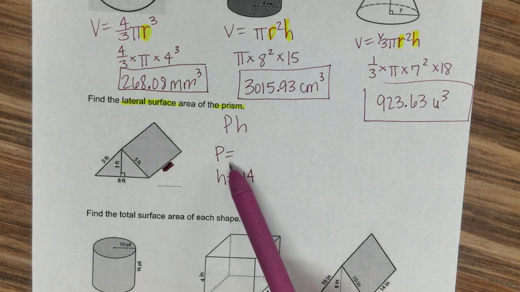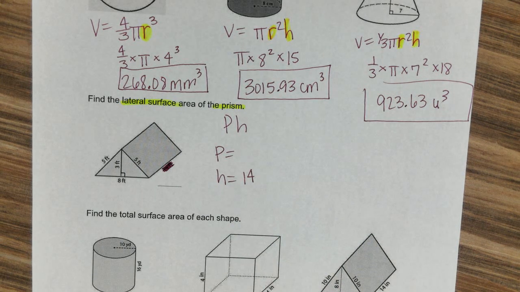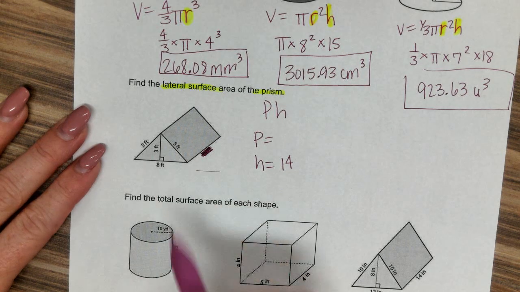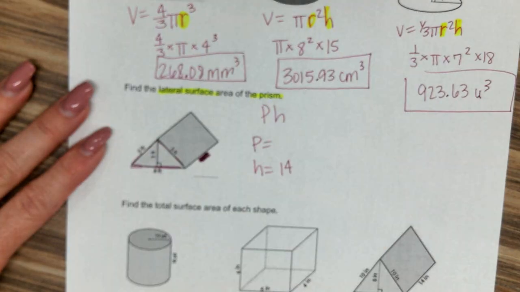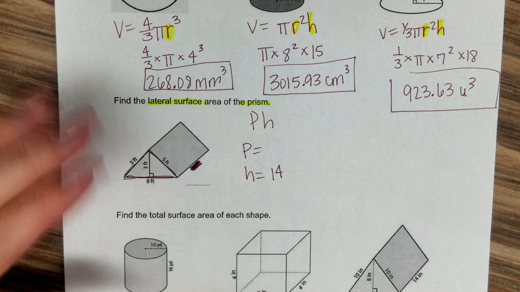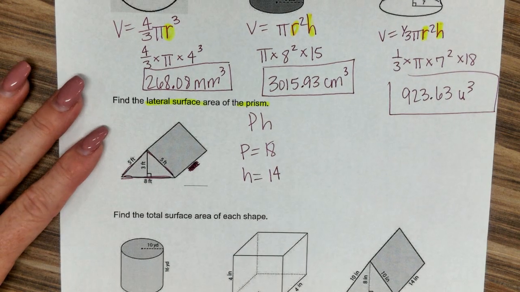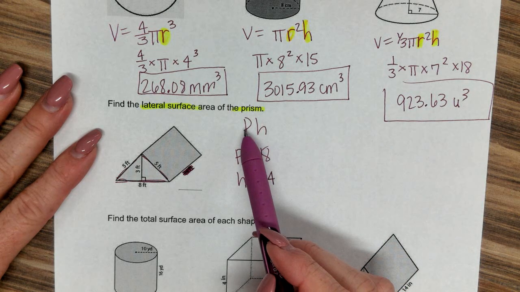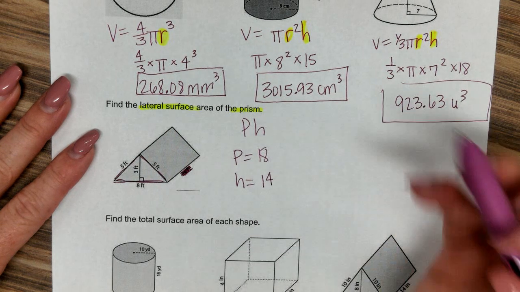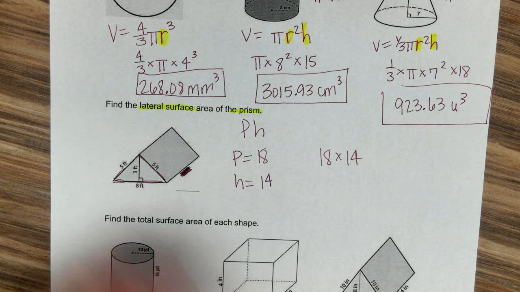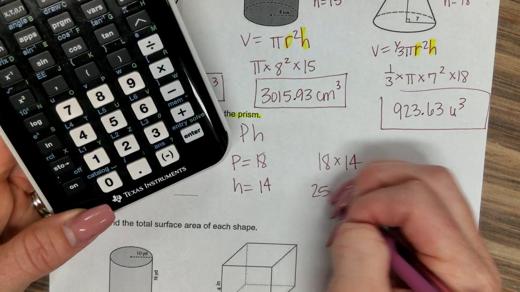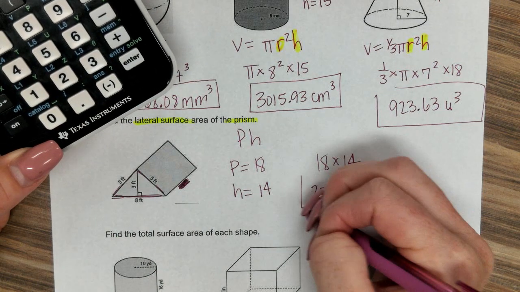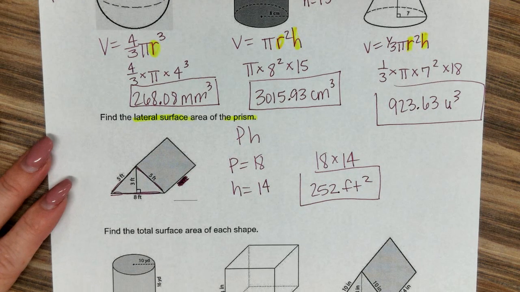How do you find P, perimeter of the base? Add all the sides of the base. So does this 3 have anything to do with the sides? No. So I'm going to add 5 plus 5 plus 8, which is 18. I'm pretty much done. Now I need to just put them into the formula. What does this say to do? P times H. So 18 times 14, which is 252. Feet squared, because surface area is given in feet squared.